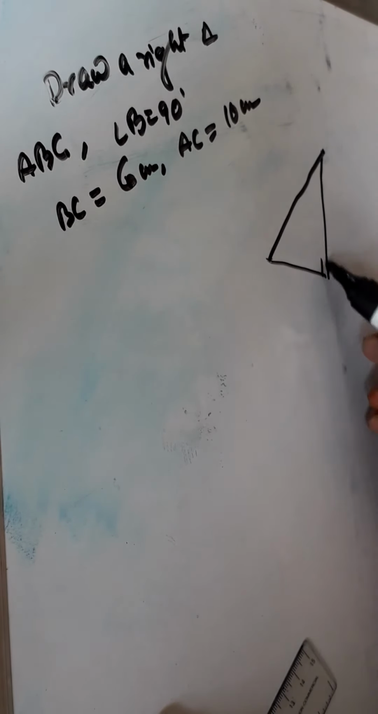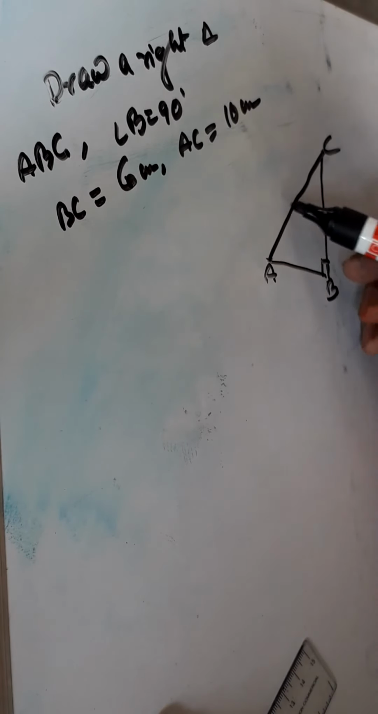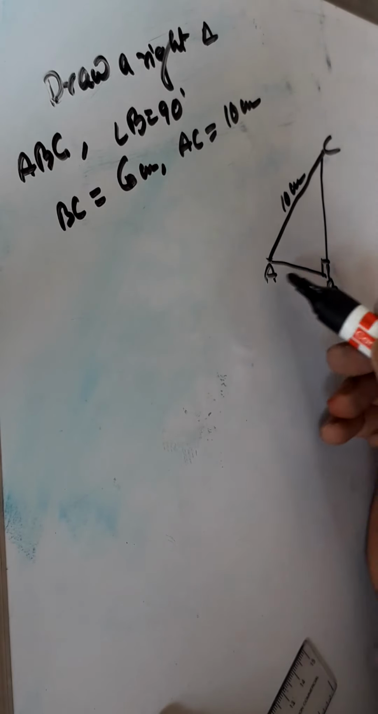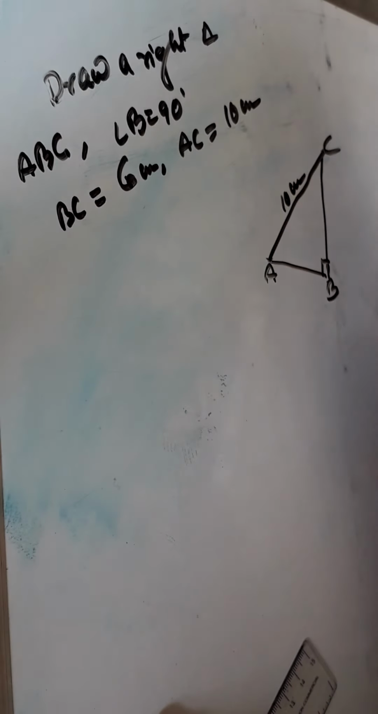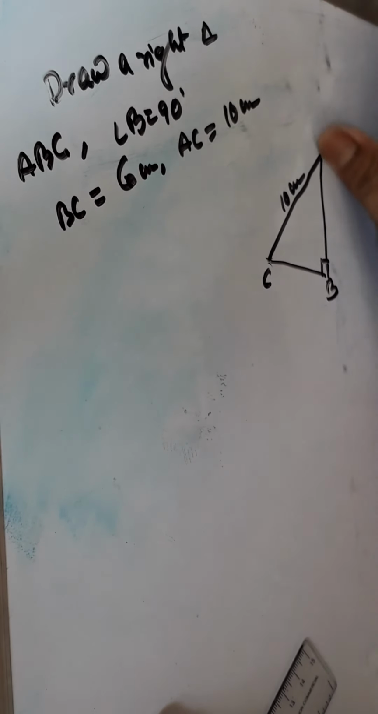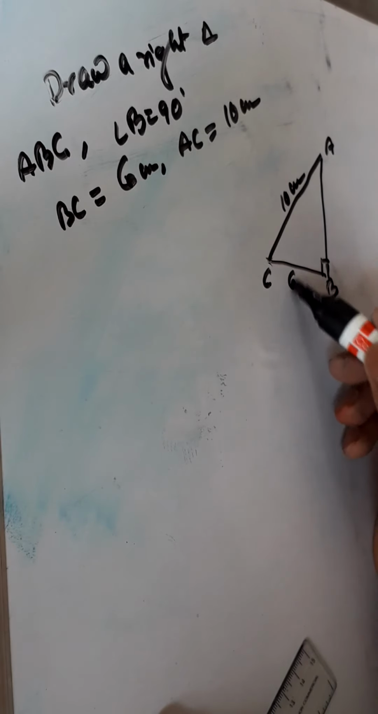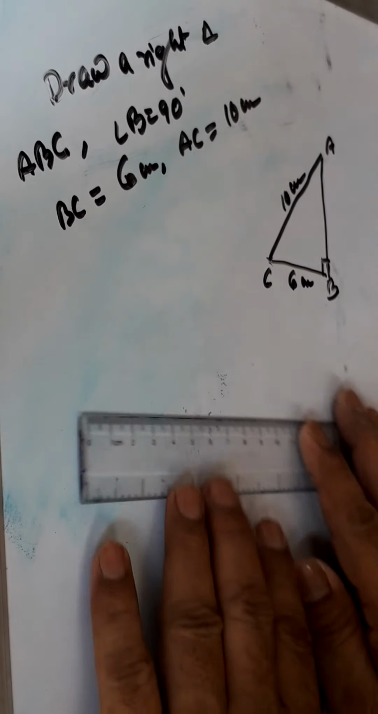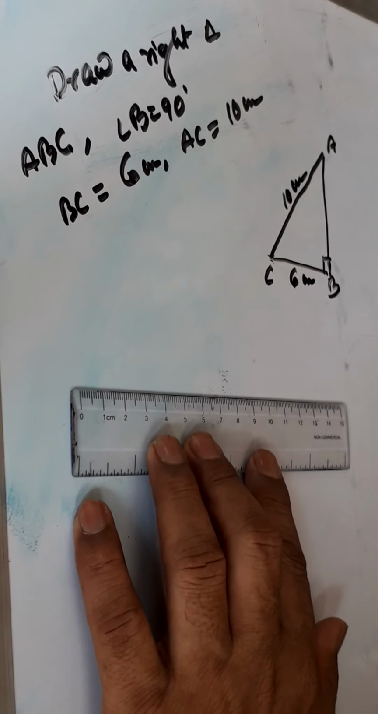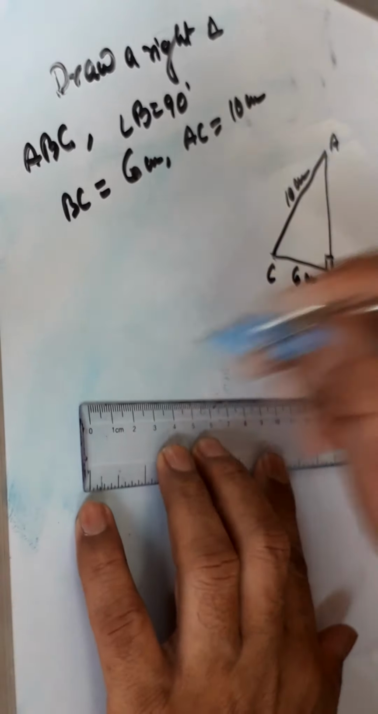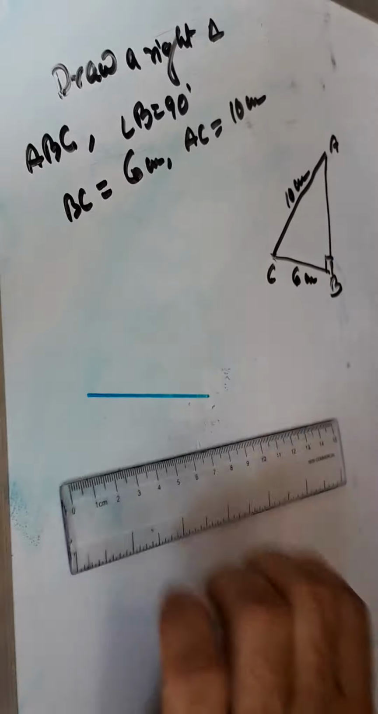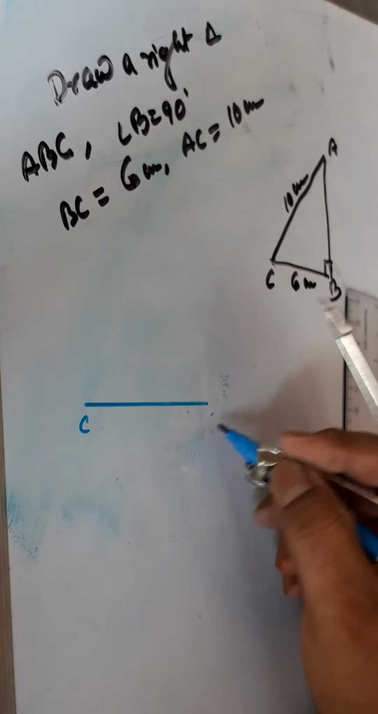Here A, B, C, angle B we have 90 degree, AC have 10 centimeter, and BC is of 6 centimeter. Let this be point C and this point will be A, it will be easier. Now let us start the construction. We have to take BC first, and BC we have of 6 centimeter. This is C, this is B.